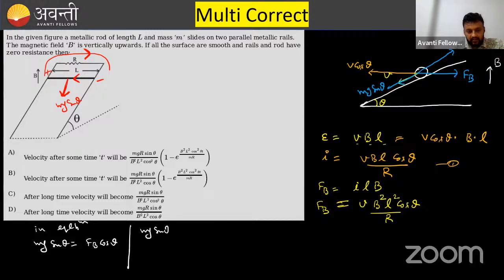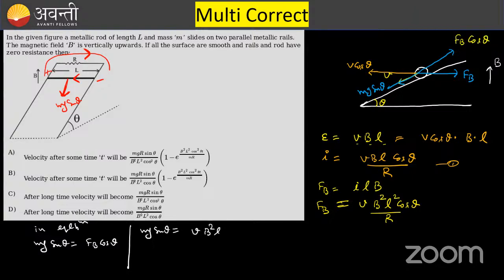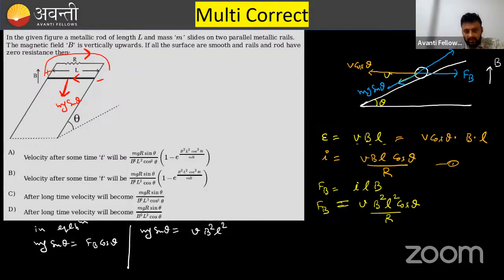mg sin theta is equal to FB cos theta. Can anyone tell me the value of FB? FB is B squared... B V B squared L squared cos theta by R. Now FB cos theta, one more cos theta is there, so it will become cos squared theta.